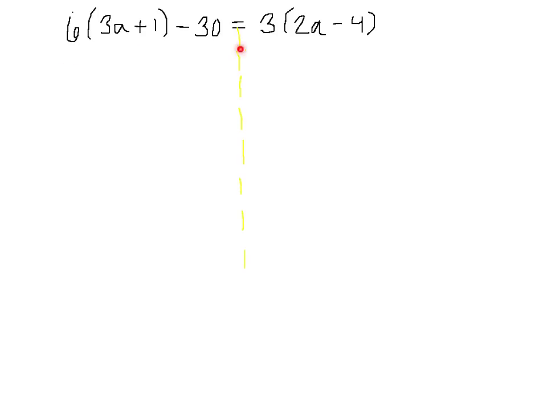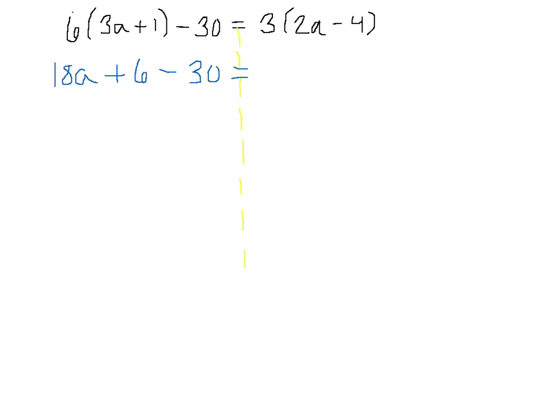So I'm going to go ahead and get started. I'm going to simplify the left-hand side of the equation by distributing first. When I distribute, I get 18a plus 6. And since this minus 30 is on the outside of the parentheses, I'm just going to put the minus 30 here.